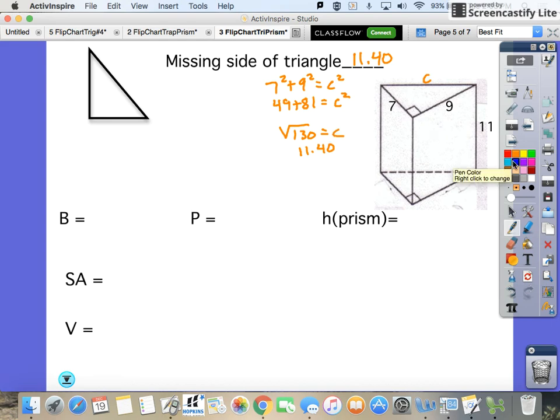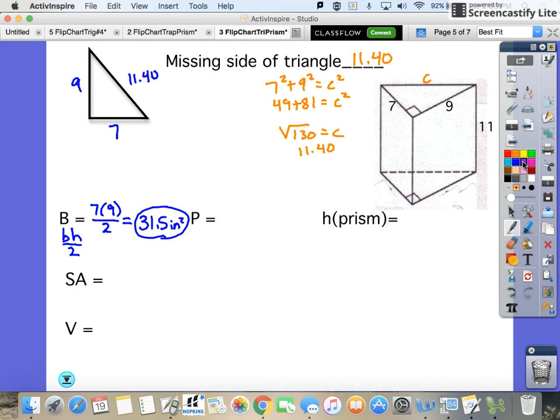Now, when we draw out this triangle, we have 9, 7, and 11.40. So what we need to find now is the base. Our cookies this time look like triangles. To find the area of the base, we go base times height divided by 2. So for us, that is 7 times 9 divided by 2, which is 63 cut in half. It's 31.5 inches squared.